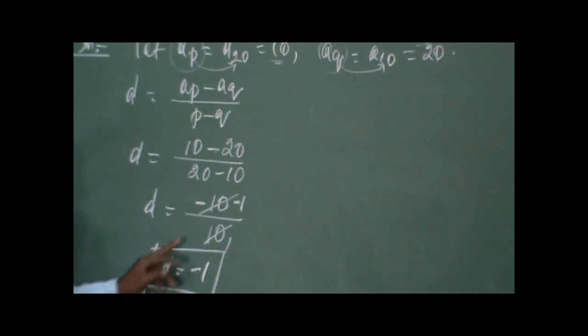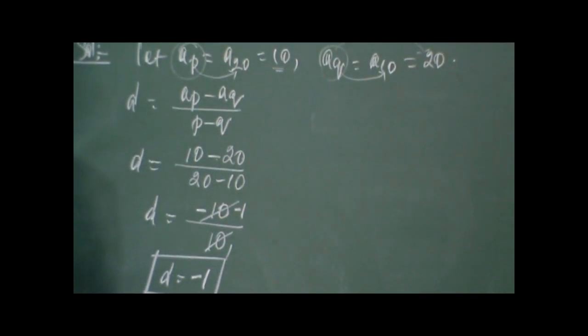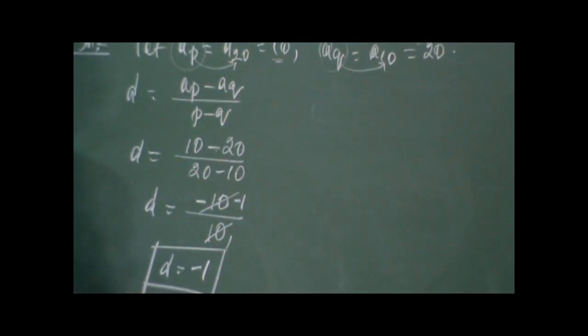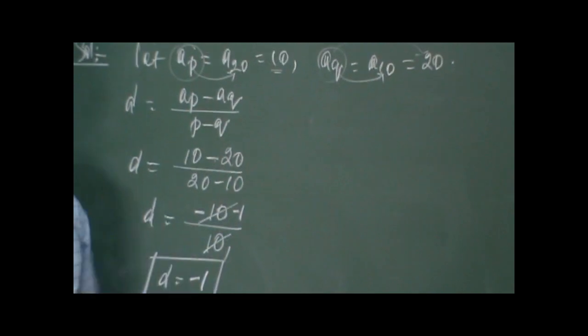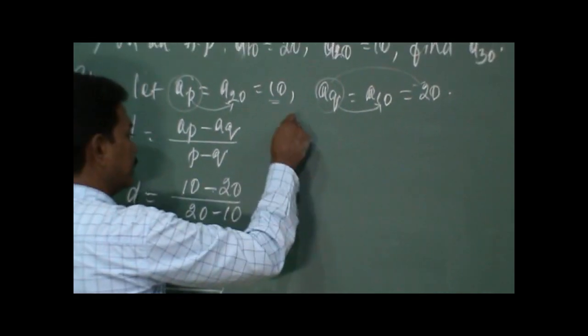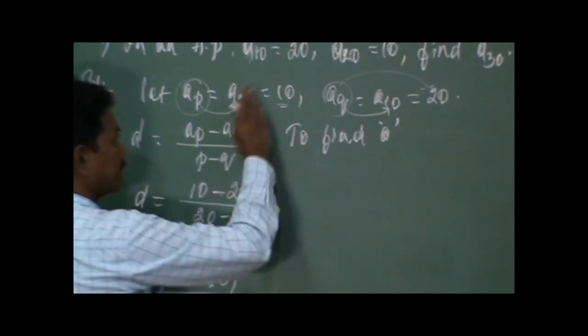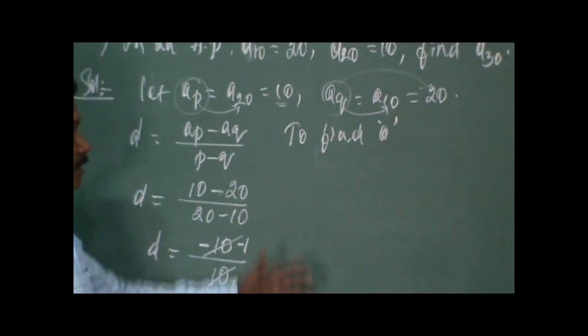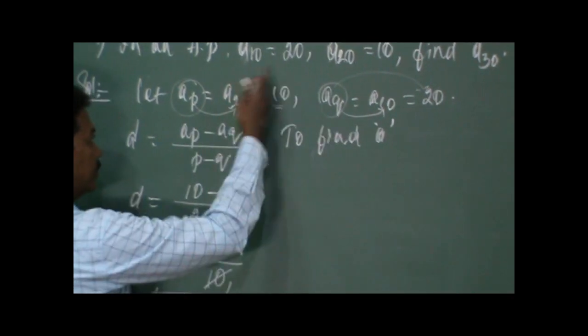Many students make an error here. Usually good students make this simple mistake while solving problems. Be very careful. Okay, so we have the value of D. Let us go with the value of A. Write it down to find A. Take any term you require. You can take A10 is equal to 20 or A20 is equal to 10, whichever you like.